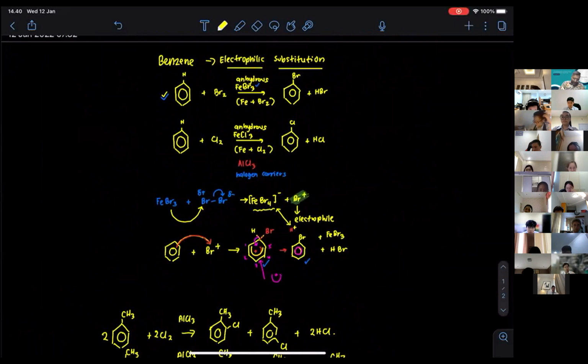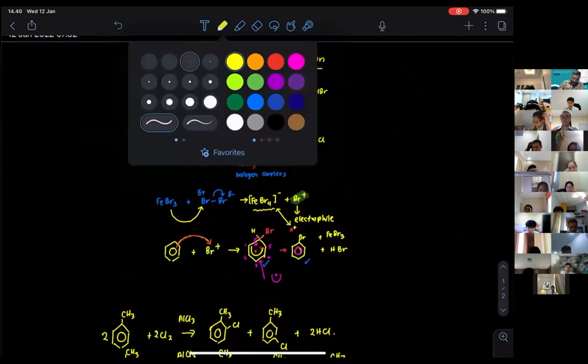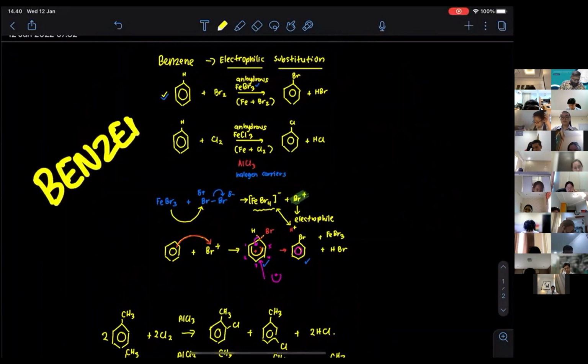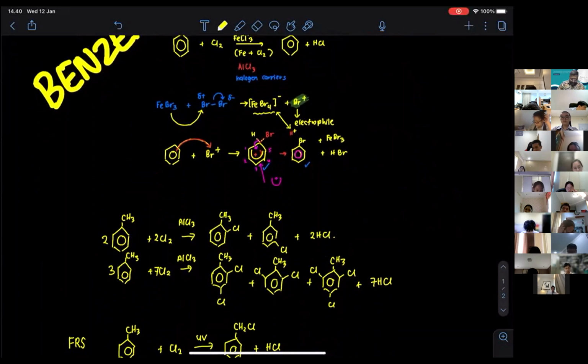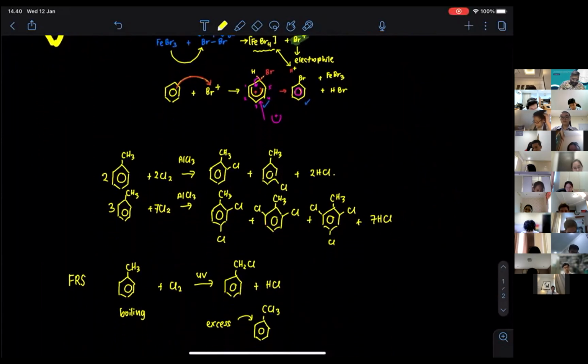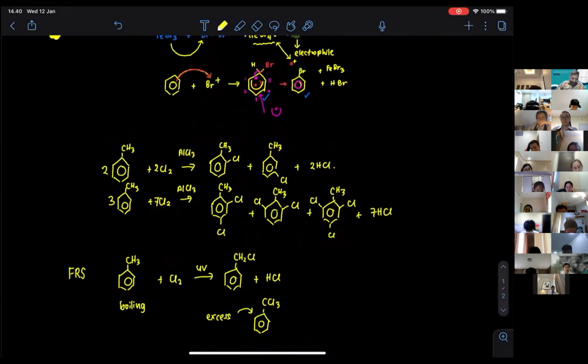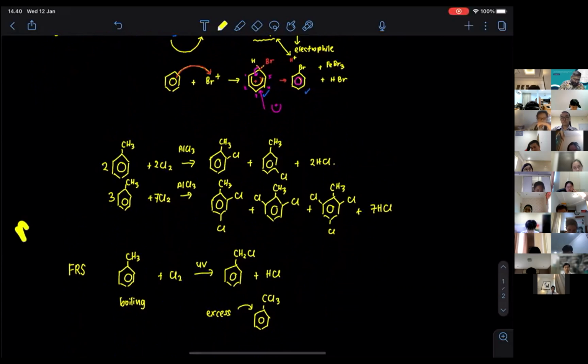I'll just write down over here, maybe a bit bigger. This one is for benzene. And then for this one, it's going to be methylbenzene. I think for FRS and the electrophilic substitution over here, basically they are focusing on methylbenzene.